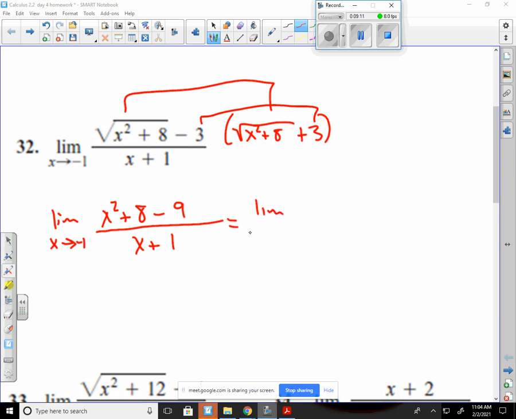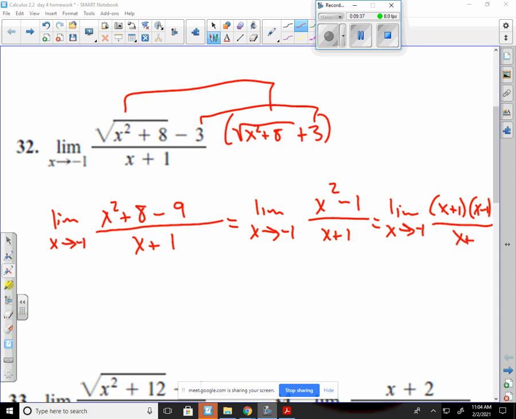Simplify the top. Limit as x approaches negative 1 of x squared minus 1 over x plus 1. Still not there. I have to factor my top out. So the limit as x approaches negative 1 of x plus 1 times x minus 1 over x plus 1. X plus 1's cancel. I'm left with x minus 1. Negative 1 minus 1 is negative 2.